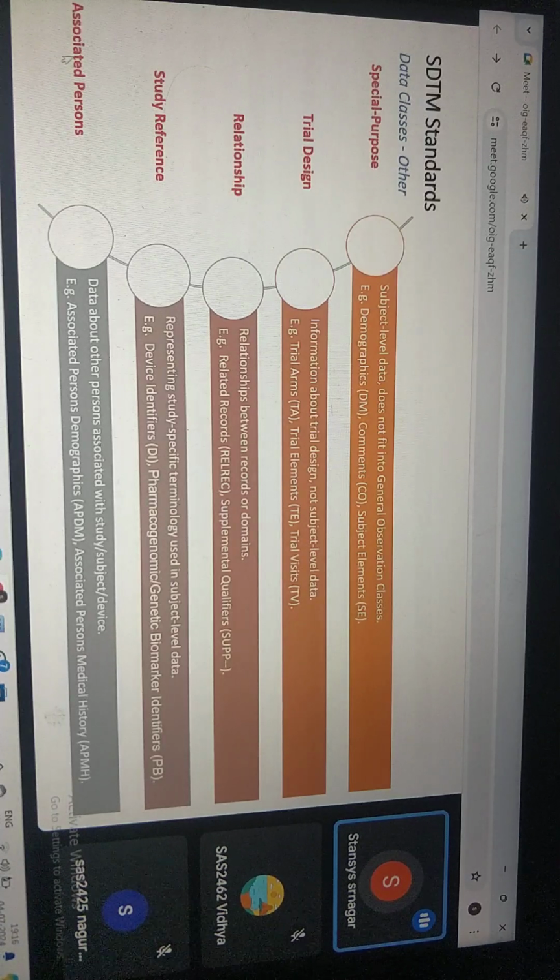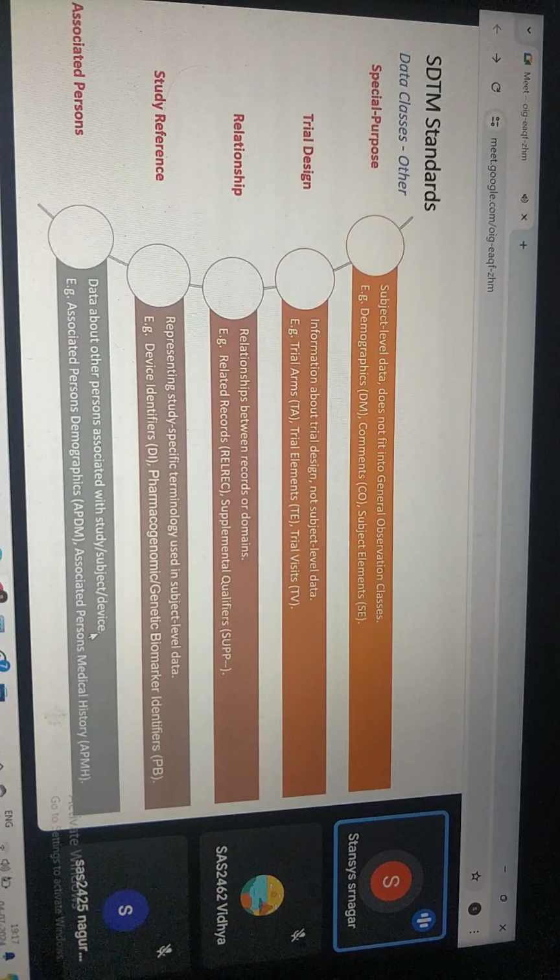Then the associated persons. Associated persons is data about the persons associated with the study, subject, or device. As I said, if it's an infant study with newborn babies, or one-year-old or six-month-old babies, they cannot answer each and every question, and they cannot sign the informed consent. Obviously they need associated persons to participate in the study. Who will be the associated person? Father or mother, right?